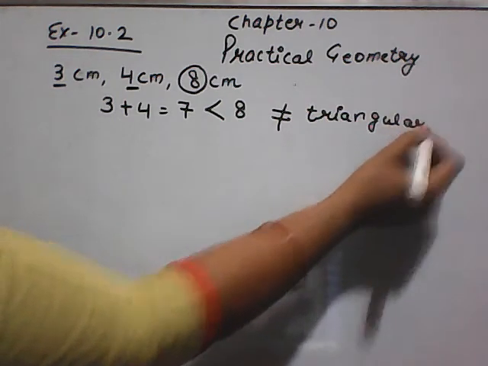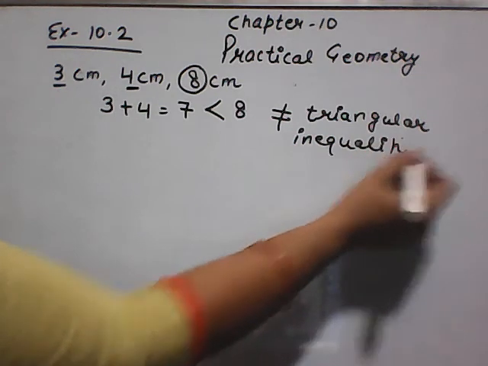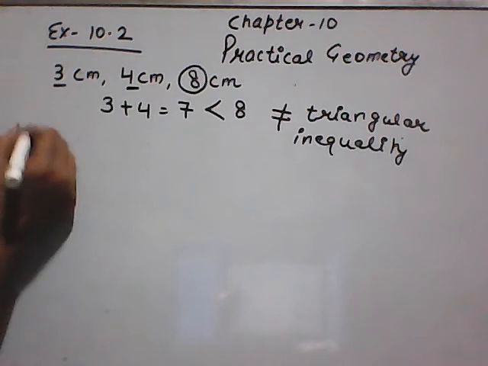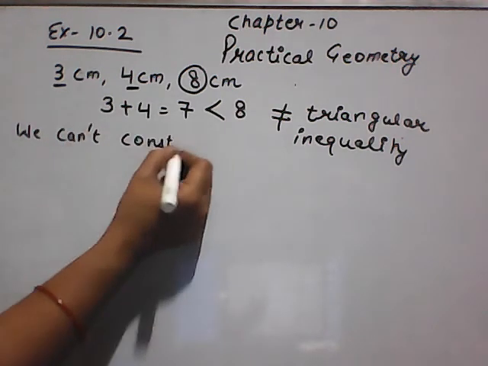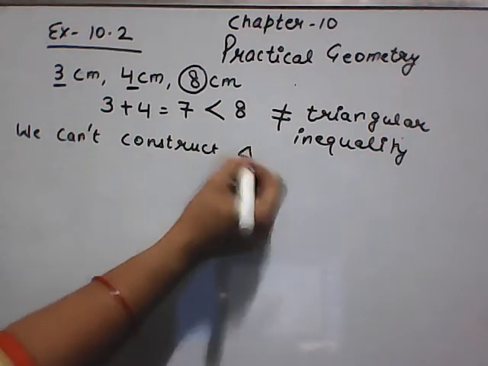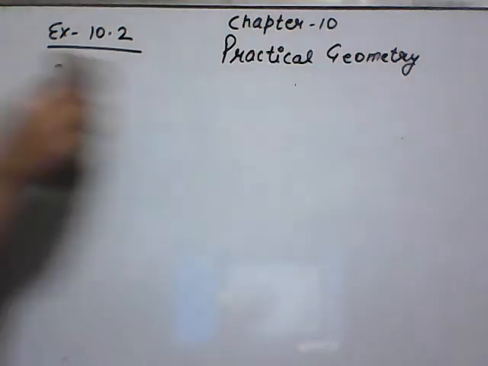So we cannot construct the triangle with sides 3 centimeter, 4 centimeter and 8 centimeter. Firstly, you have to check the condition. After that, if it satisfies the triangular inequality property, then you can construct the triangle. Let's take one more question. How can we construct triangles with the help of ruler and compass?